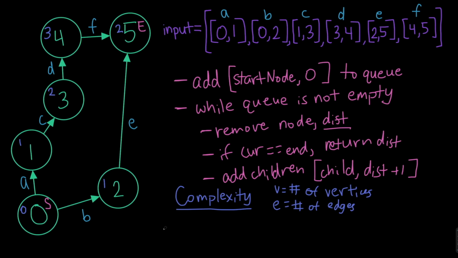Okay. Now our time complexity is going to be O of v plus e. We've seen that before. And our space complexity is going to be O of v. Now, this is mainly determined by our BFS.